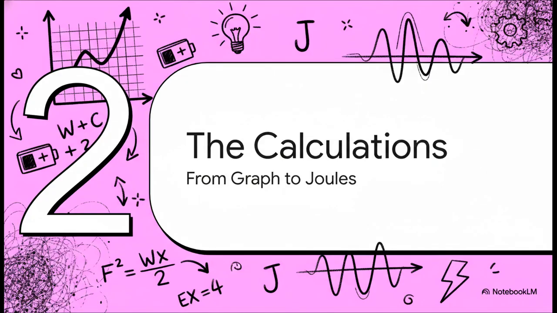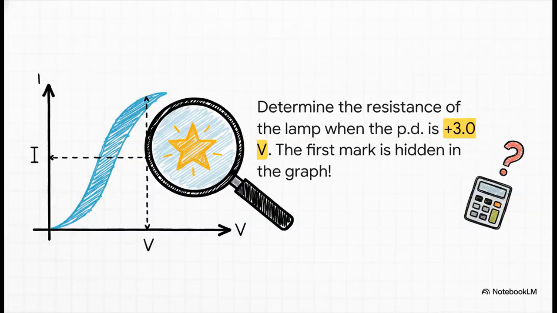All right, let's switch gears. We're moving on from the practical setup to the pure calculations. This is where we'll be using both the graph and our trusty physics equations. Okay, question 6.2, a 3-mark calculation. It seems pretty straightforward, right? But the first mark is actually hidden in the graph itself. This question is testing if you can pull the data correctly before you even think about picking up your calculator.